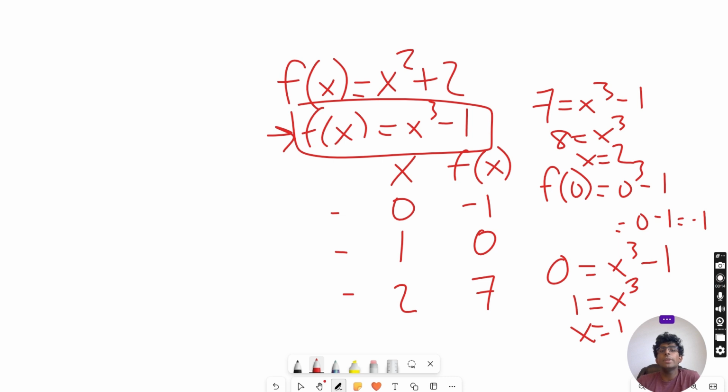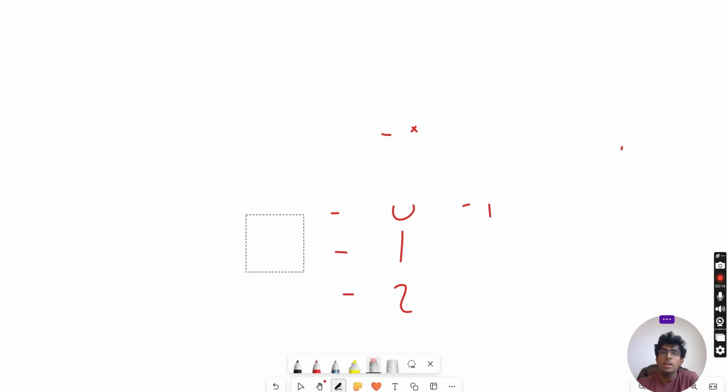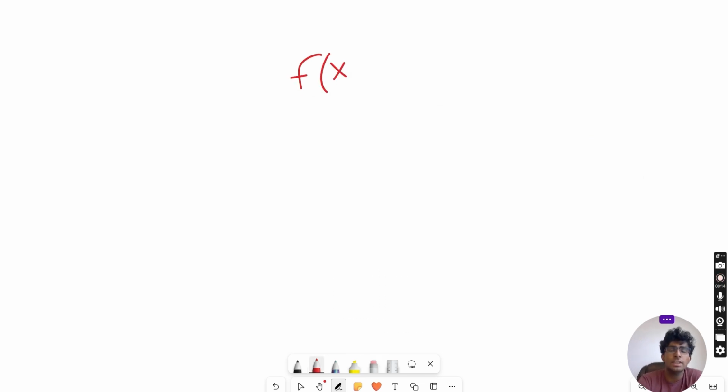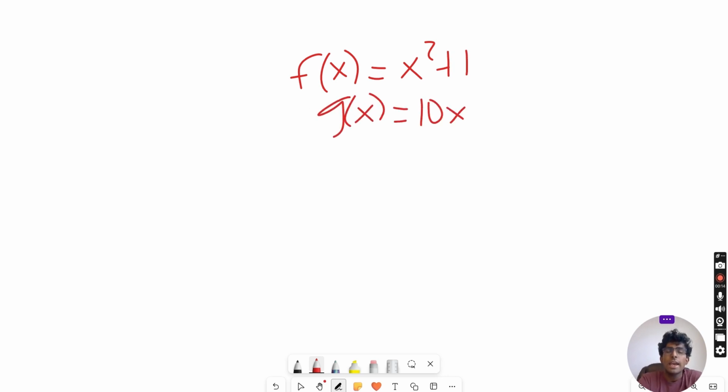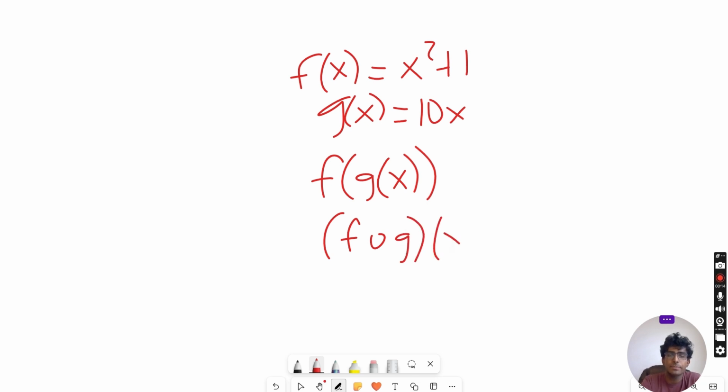Let's talk about composition of functions really fast. What is composition of functions? Basically, you have two functions. Like let's say f of x is x squared plus 1 and g of x is 10x. And you're going to see composition of functions either like this, so like f of g of x. So it's almost like you're plugging in g of x into f of x every time you see x. Or less common, but you might see it like this. But we're going to refer to it as the first type.